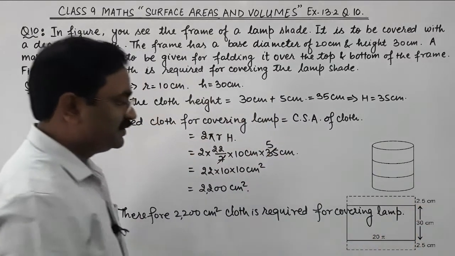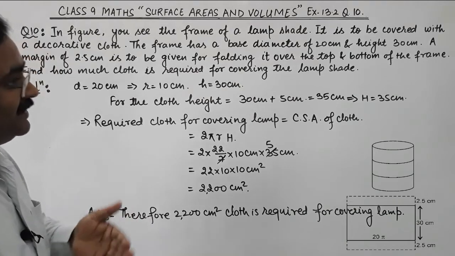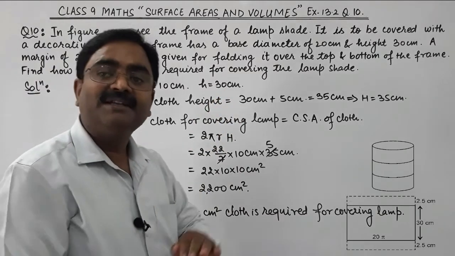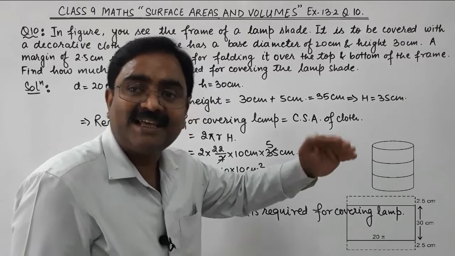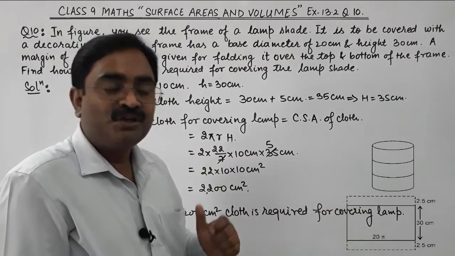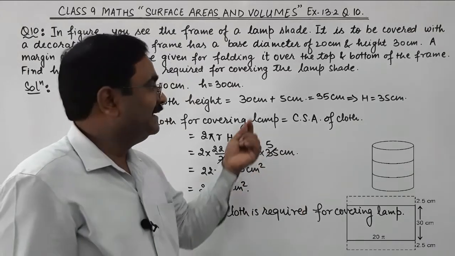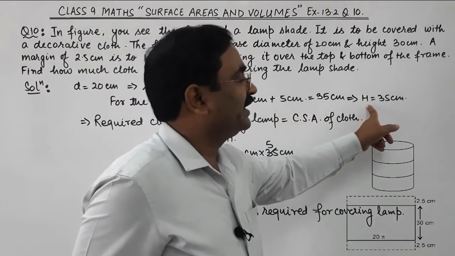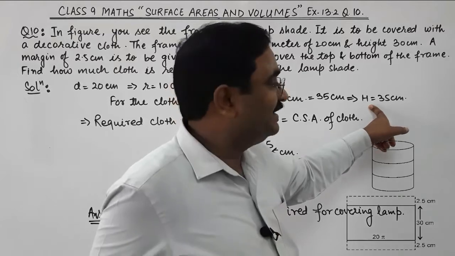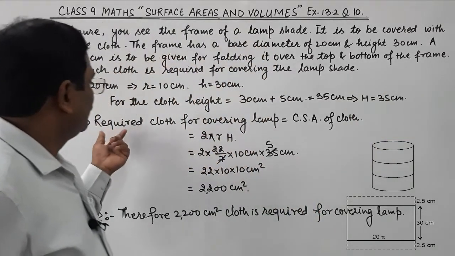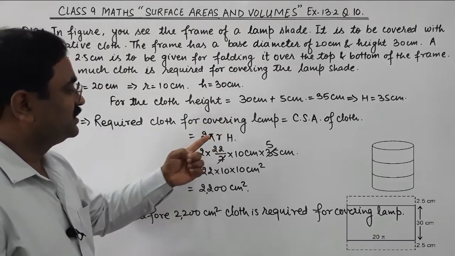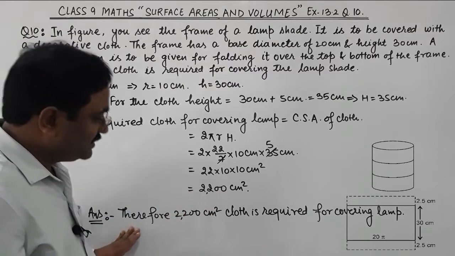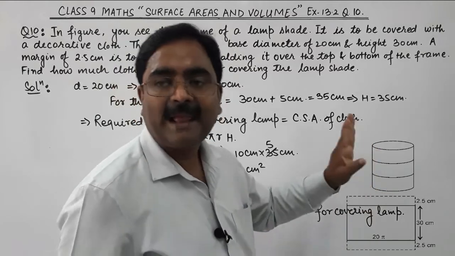Understood? So once again understand, this lamp stand given, the height of the lamp stand is actually 30 centimeter, but at its top 2.5 centimeter of cloth was added and at the bottom also 2.5 centimeter was added. So the actual height of the cloth increases by 5 centimeter, and we added 5 centimeter. So we have taken the height of the cloth for that cylindrical shade as 35 centimeter. Now required cloth for covering the lamp is equal to this 2 pi r h. Simplified, we got 2200 centimeter square is the area of the cloth for covering this lamp. Okay.